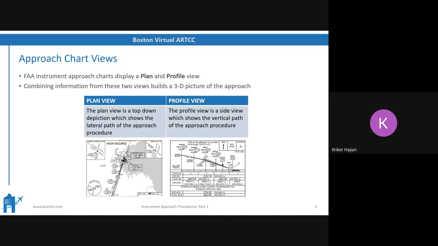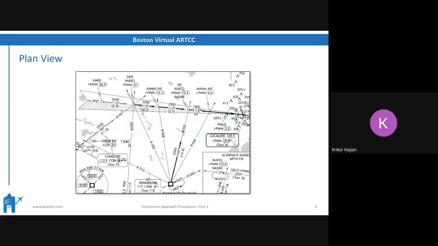On the right, we have the profile view, which is kind of from the side, and it's really displaying the vertical portion of the approach. So it shows you at what point you're able to descend, where the final approach fix is. It's going to show you what your minimum altitude and visibility requirement is, and some stuff like that. So those two portions are both important for you to be able to interpret, and that's what we're going to focus on now. So the plan view usually looks like this.